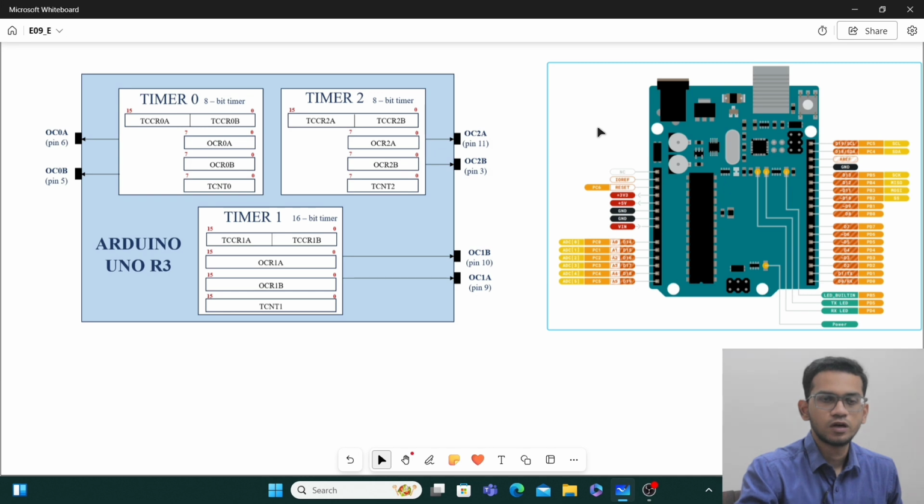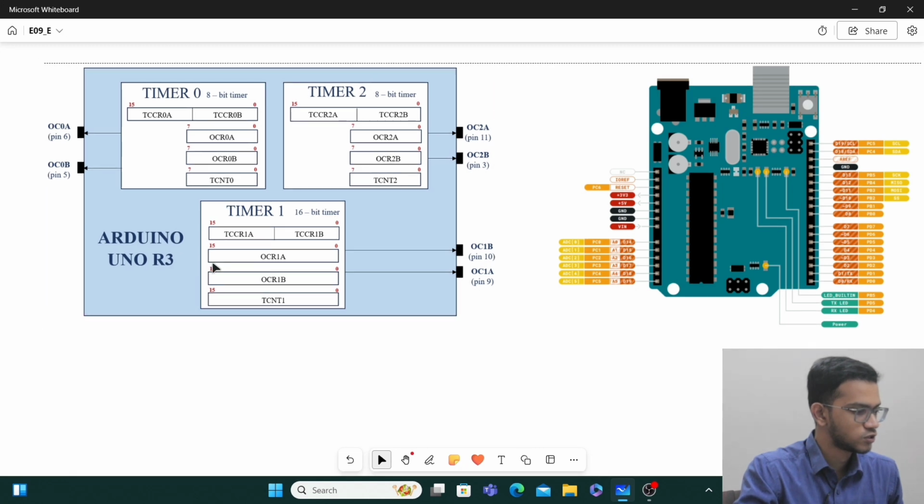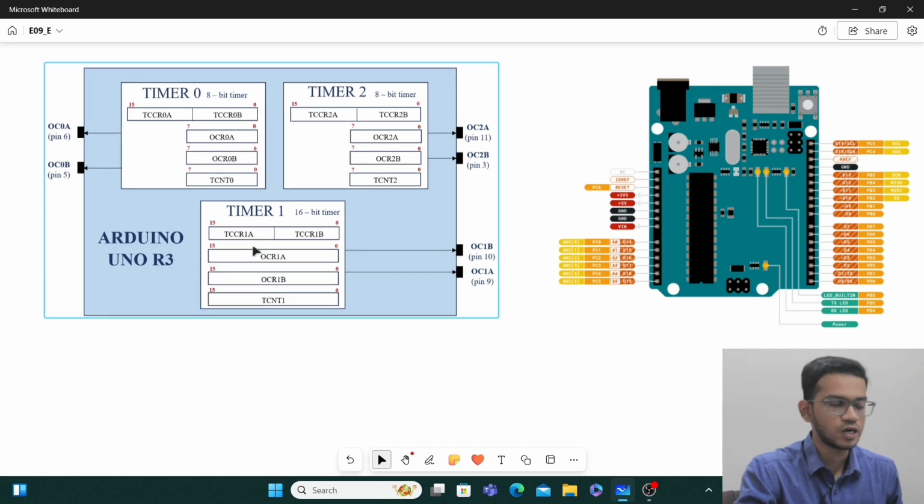In this video, we are going to see how to manipulate the registers to obtain the required PWM, which is necessary for controlling DC-DC converters.